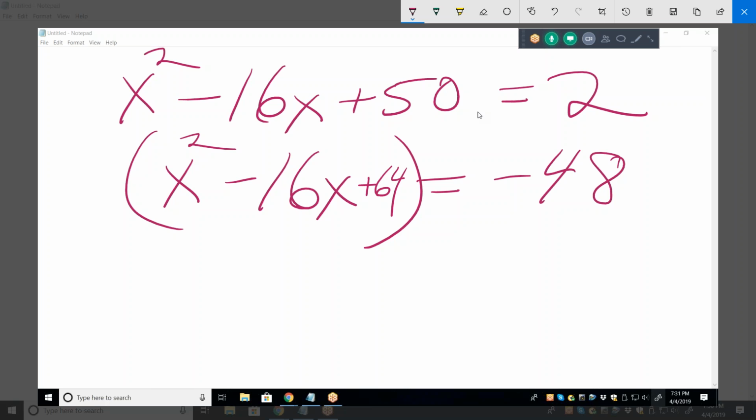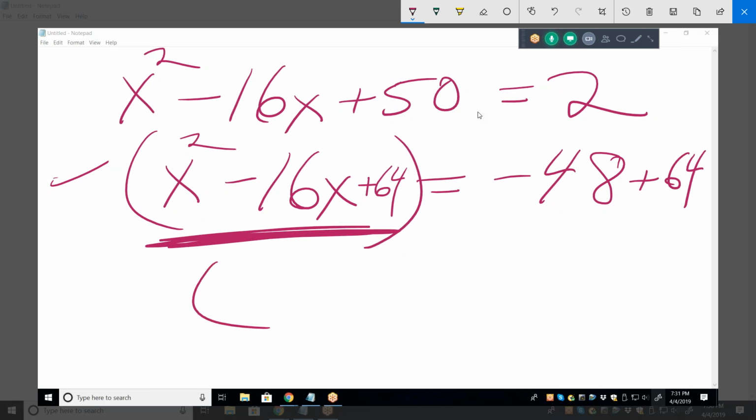Okay, now how do I balance it? I can't just arbitrarily add 64 to the left side of the equation. You gotta add 64 to the other side. Now, because I completed the square, that can be written as a linear term squared. What is it? It'd be x minus 8. Yeah, negative 8. In other words, whatever you got when you took half of that.